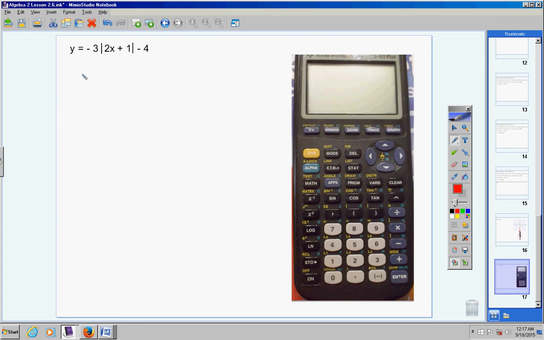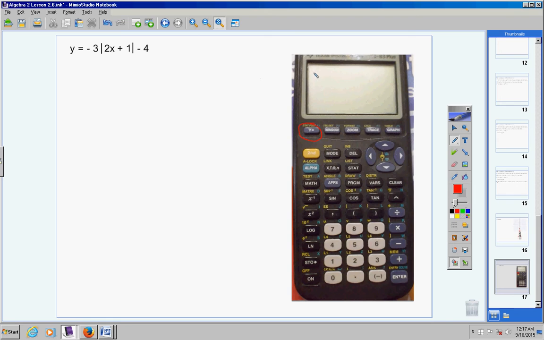Now, here we go. The first thing we're going to do is type this into our calculator. So I want you to push y equals. When you do that, up is going to pop all of your y equals that you have. You've already cleared all these out, so make sure you're at number 1, okay?